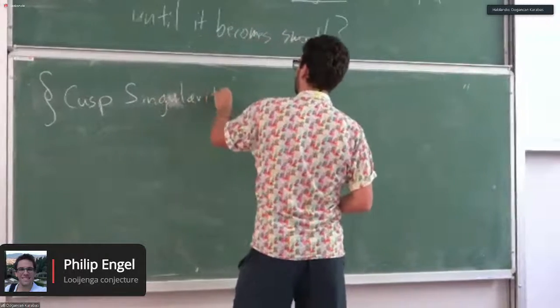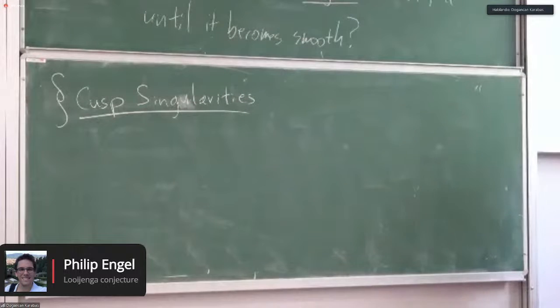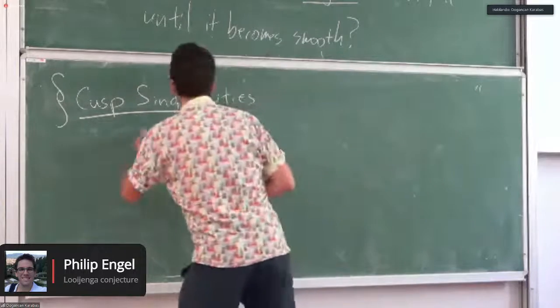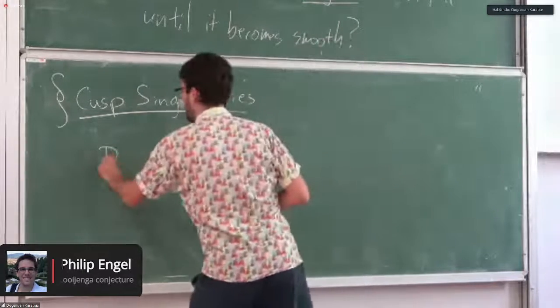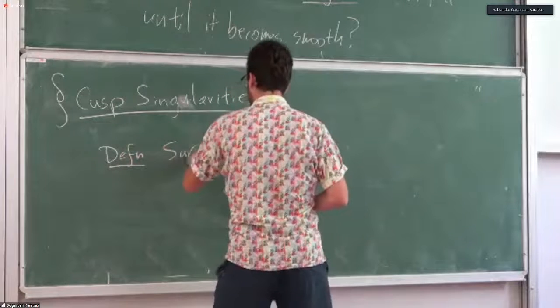Singularities. So these are certain special types of surface singularities. So let me just give the definition. These are surface singularities.